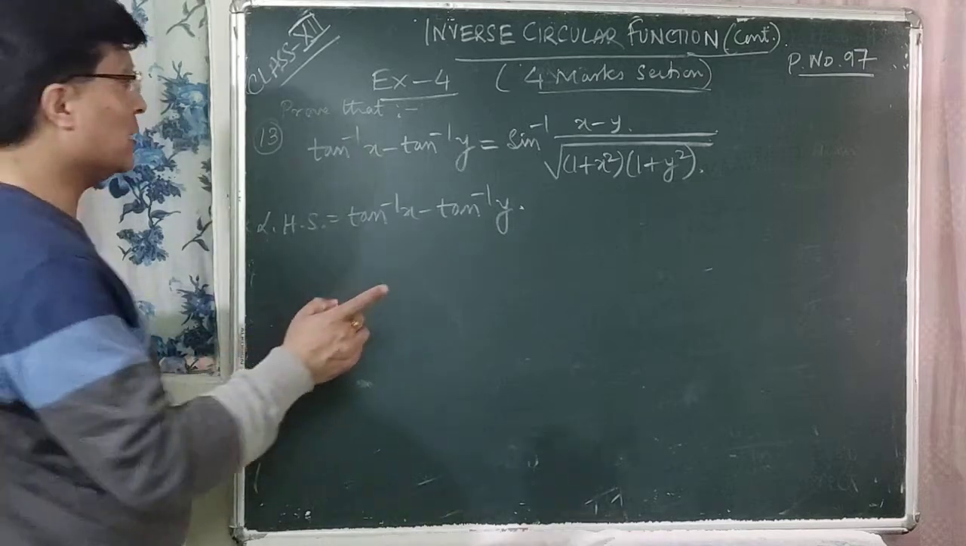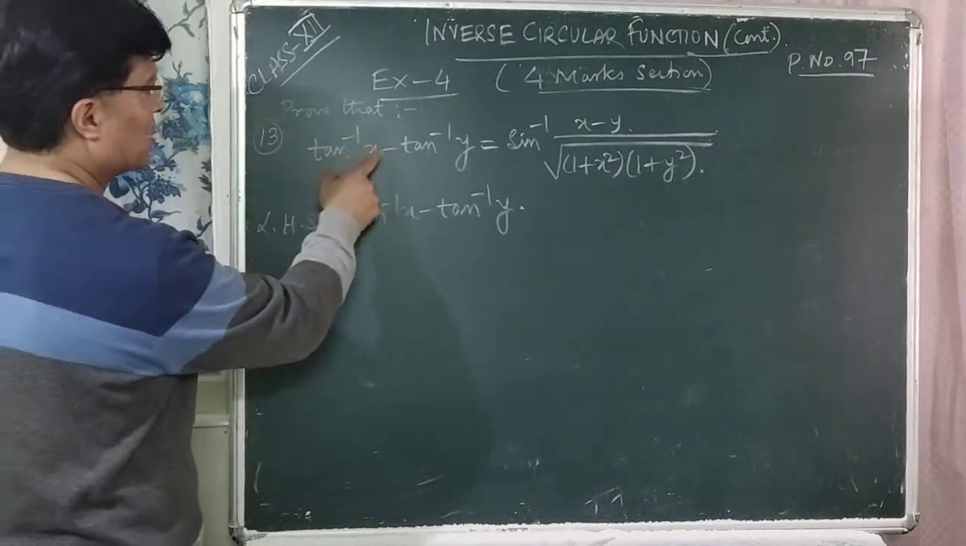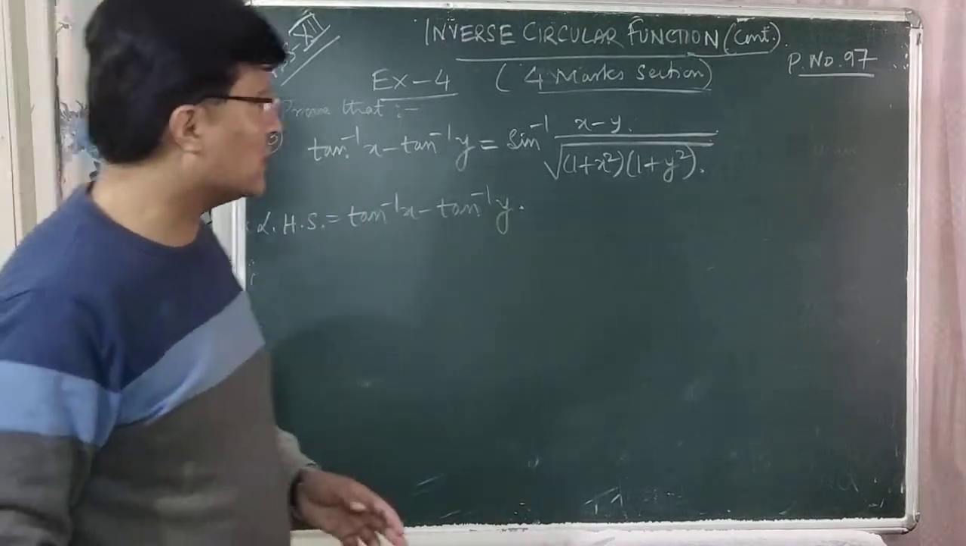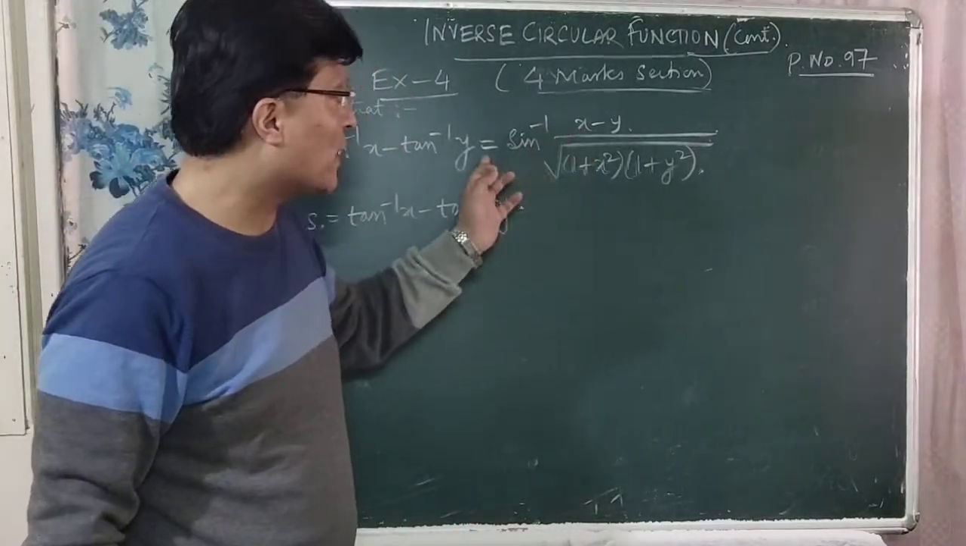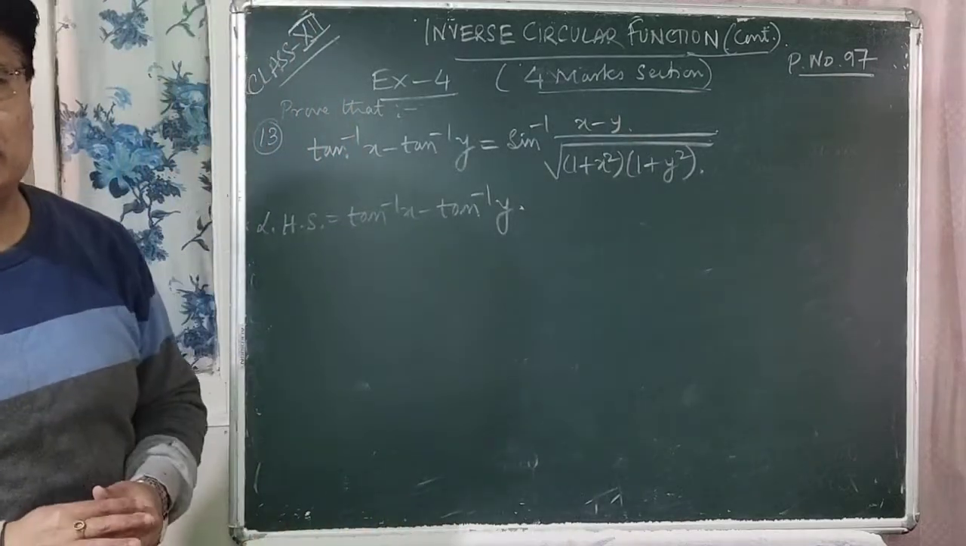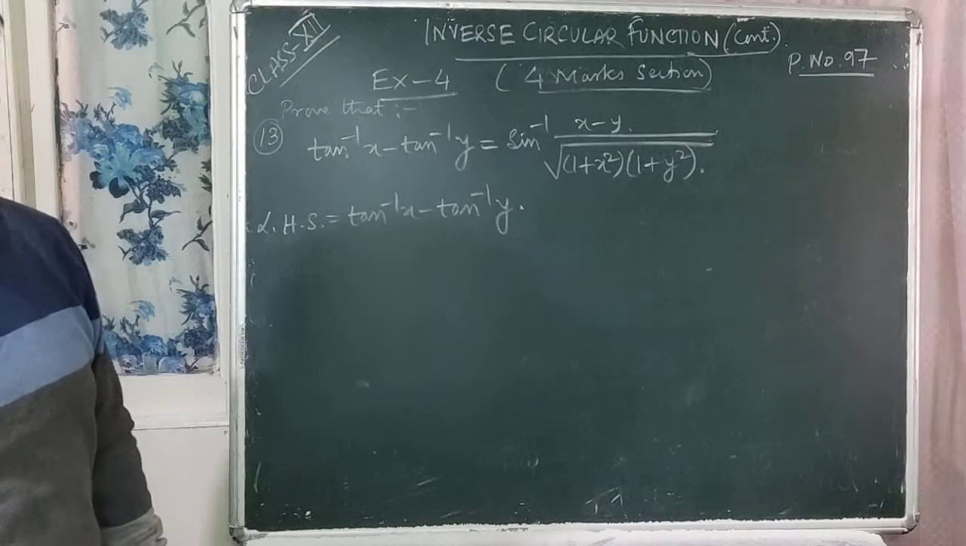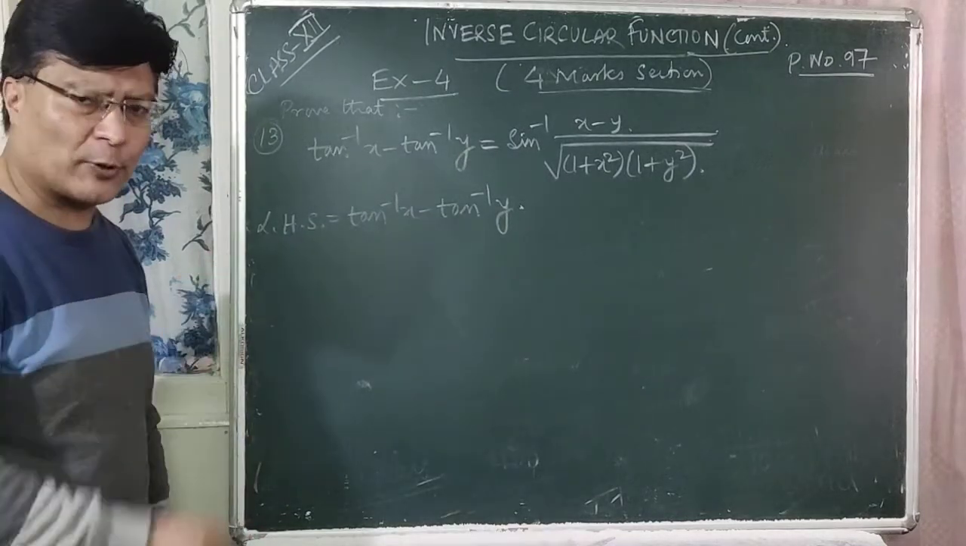So now question number 13 is you have to prove tan inverse x minus tan inverse y in terms of sine inverse. That is, in terms of sine inverse, it is sine inverse of x minus y whole divided by square root of 1 plus x square into 1 plus y square, right? So let us prove it.